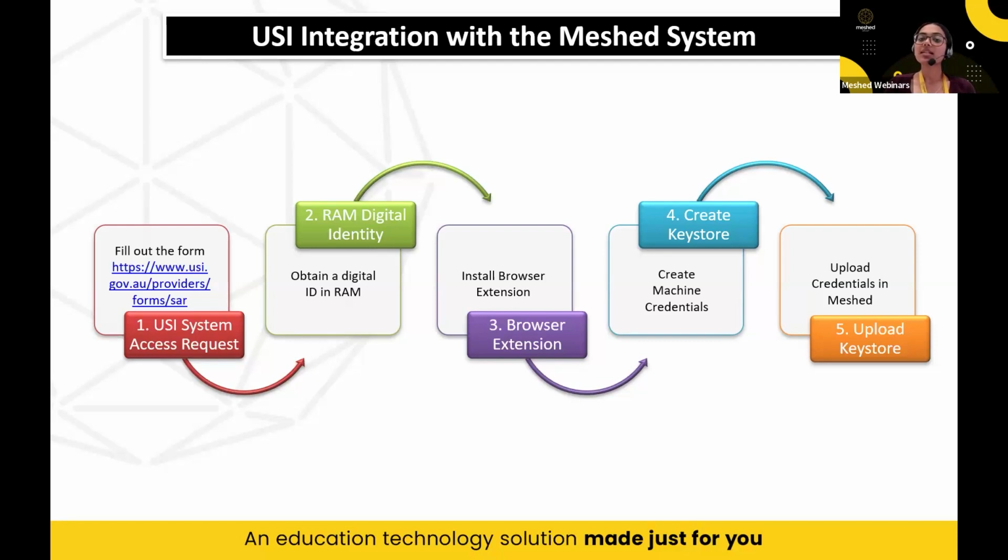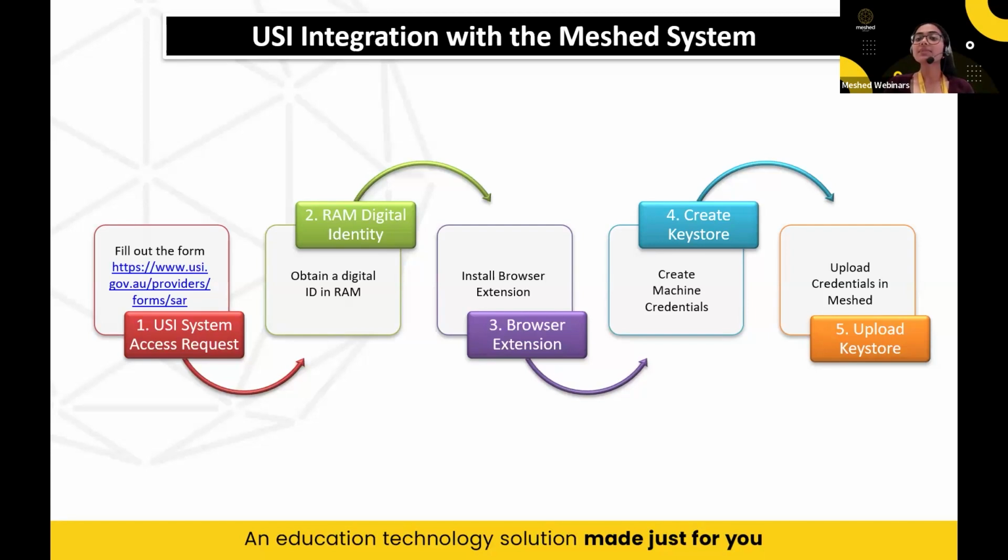Once all this setup is done, then step 3 may or may not be required depending on the device that you're using. For creating machine credentials in RAM in MyGov, you require a separate browser extension, which is a software add-on. If that software is already compatible on your device, then this step will be simply skipped. Moving to step 4 is where you create the key store or the machine credentials, which is again in RAM.